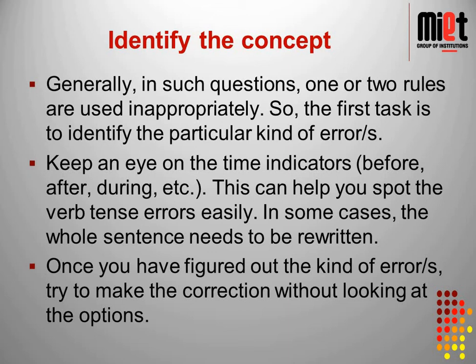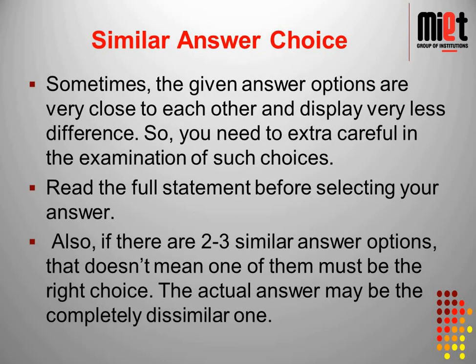In some cases, the whole sentence needs to be rewritten. Once you have figured out the kind of error, try to make the correction without looking at the options. Similar answer choices: sometimes the given answer options are very close to each other and display very little difference. So you need to be extra careful in the examination of such choices. Read the full statement before selecting your answer. Also, if there are 2-3 similar answer options, that does not mean one of them must be the right choice. The actual answer may be the completely dissimilar one.